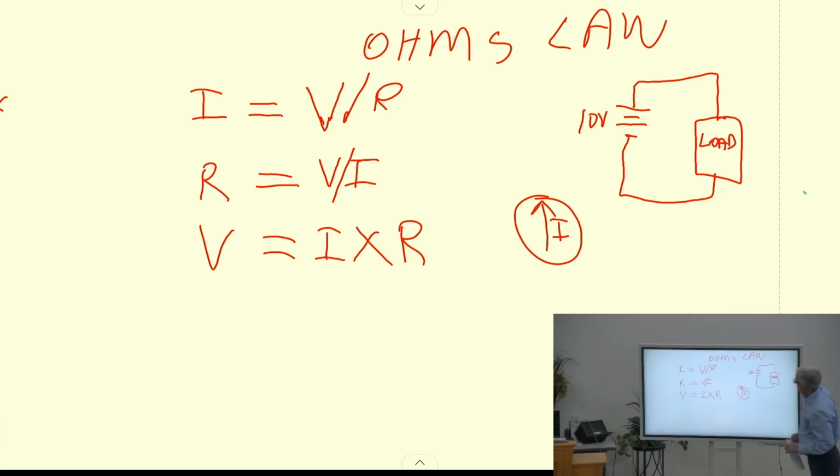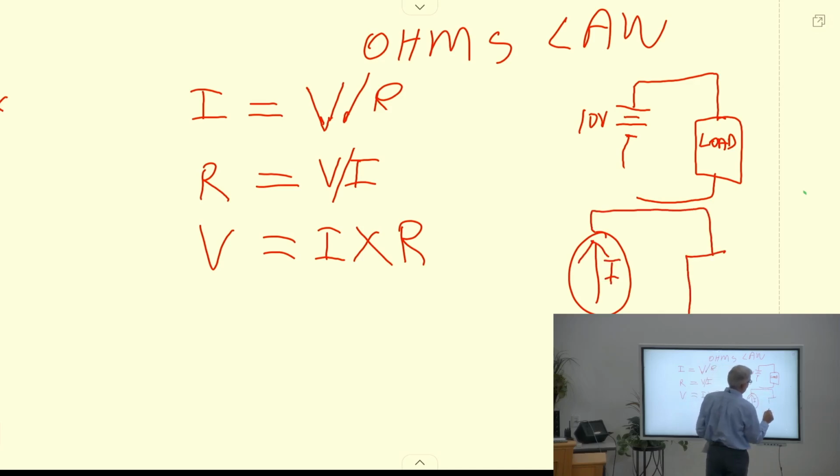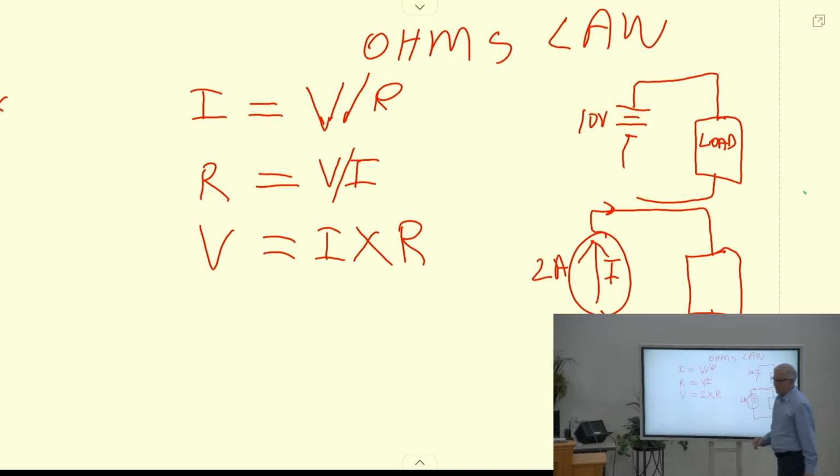But we could have a different kind of circuit. Instead of having a voltage source, we could have a current source. Our current source knows how to pump out electrons. And so we want to say 2 amps. Give me 2 amps on my current source.